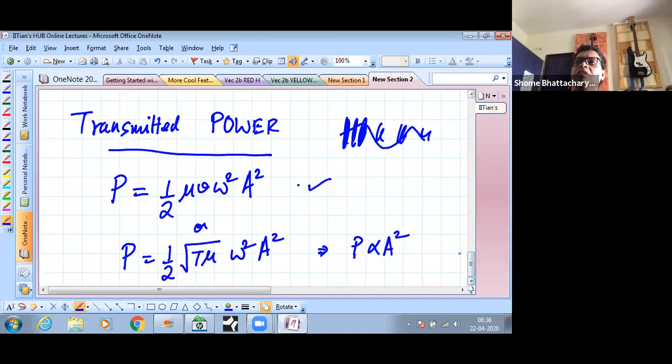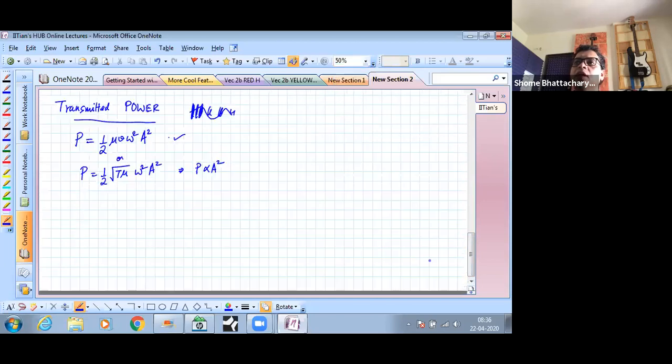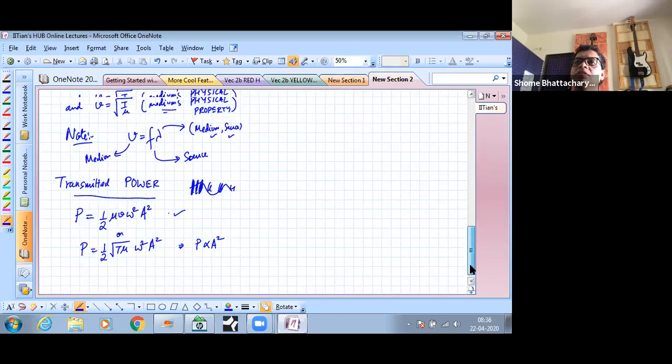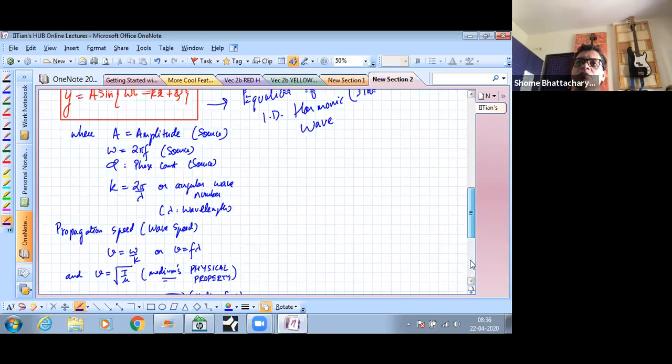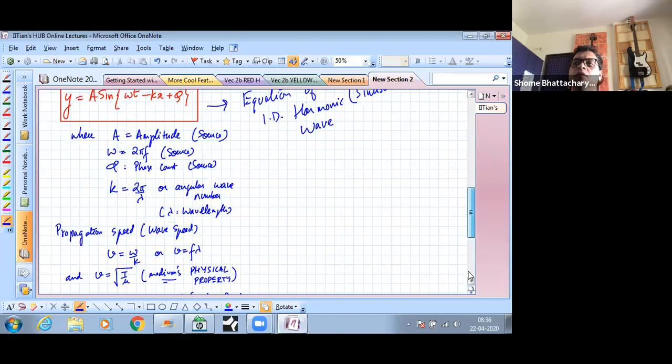So these are the formulae which are related to the general equation of traveling wave, and the first level of questions we will see are just based on manipulation of these formulae. We will come to a few revision questions very soon. So that's the concept over here.